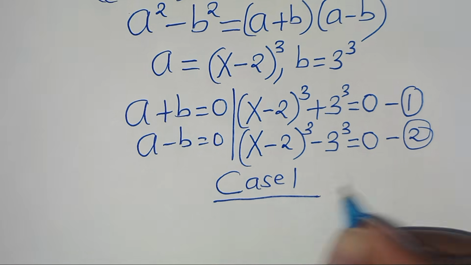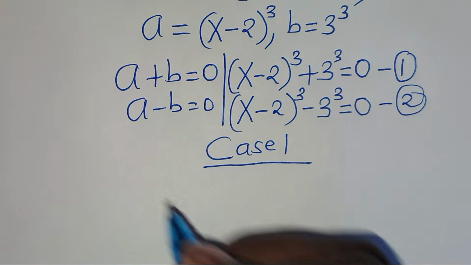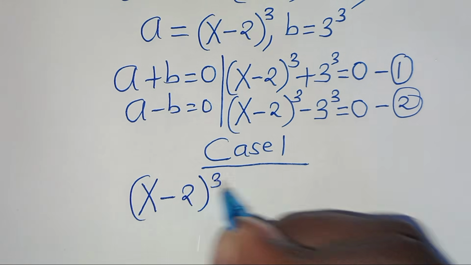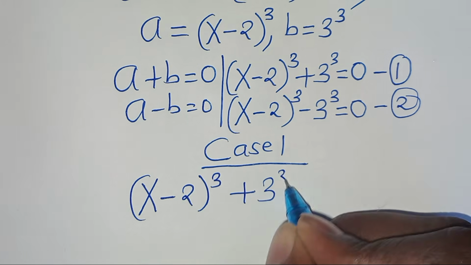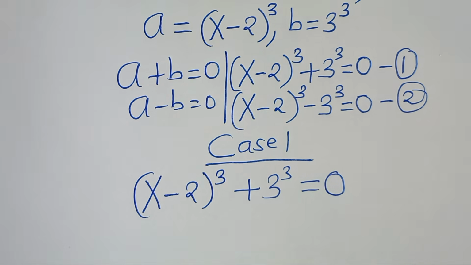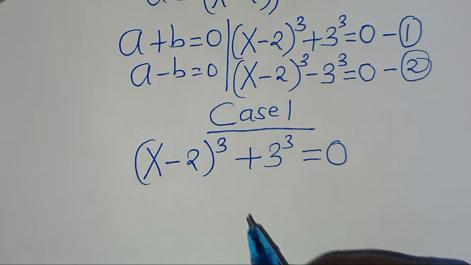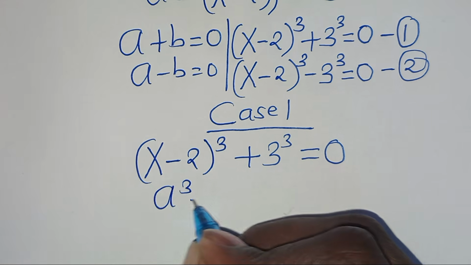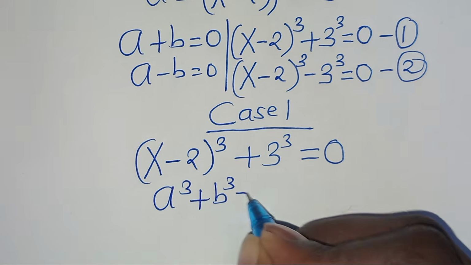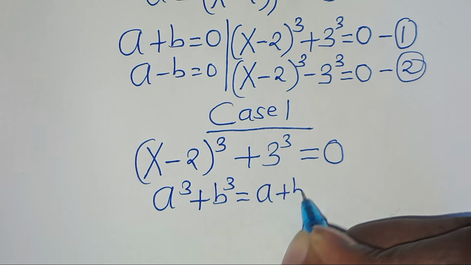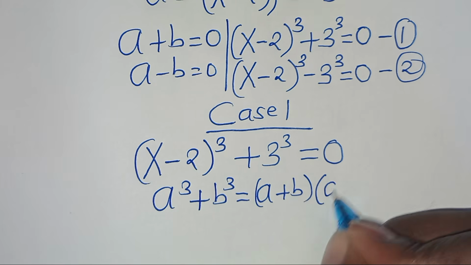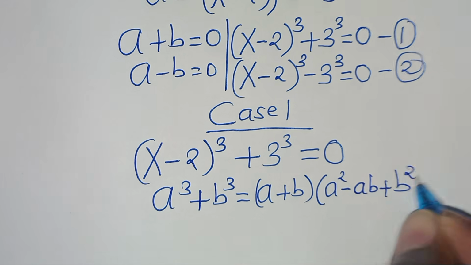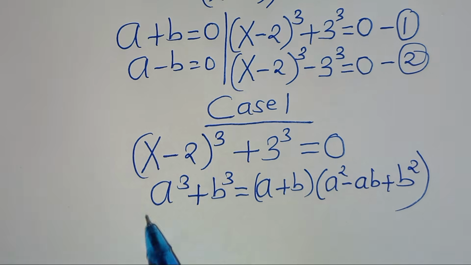So now we have (x - 2)^3 + 3^3 equal to 0. This is actually the sum of two cubes, expressed as a^3 + b^3, which we can express as (a + b) multiplying by (a^2 - ab + b^2). Now let's apply this property.